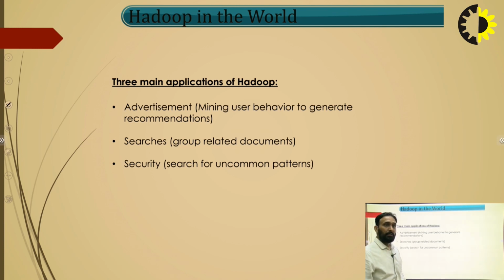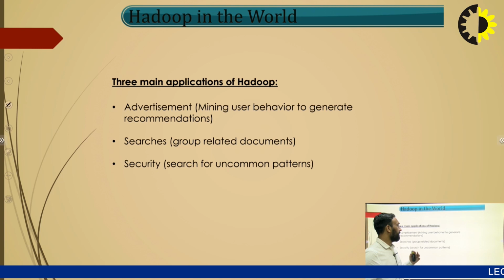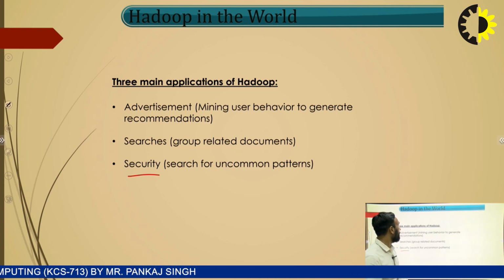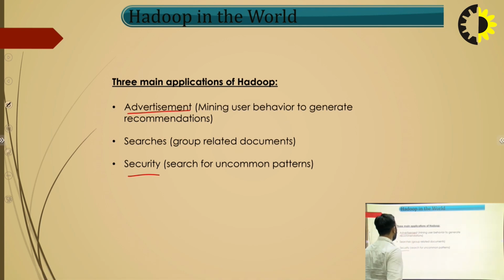As I said, if we are doing something, there should be some reason or motive behind it. There are mostly commercial reasons, for example, advertisement, search and security. If we are doing such large-scale data analysis, it will be used somewhere and it will help any organization in some manner. So we can say that the main applications of Hadoop in today's era are advertisement, search, and security for uncommon patterns.